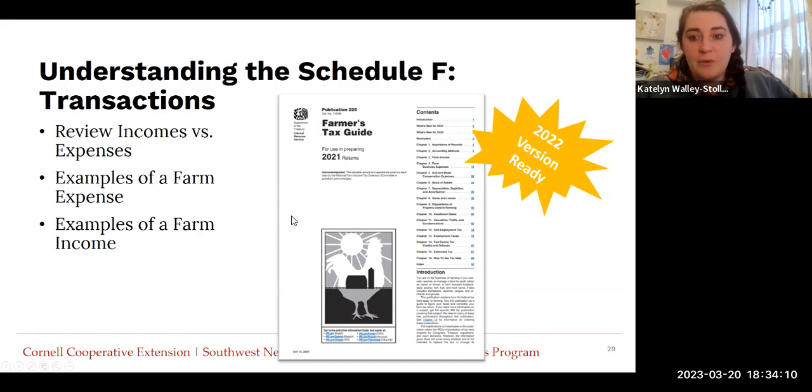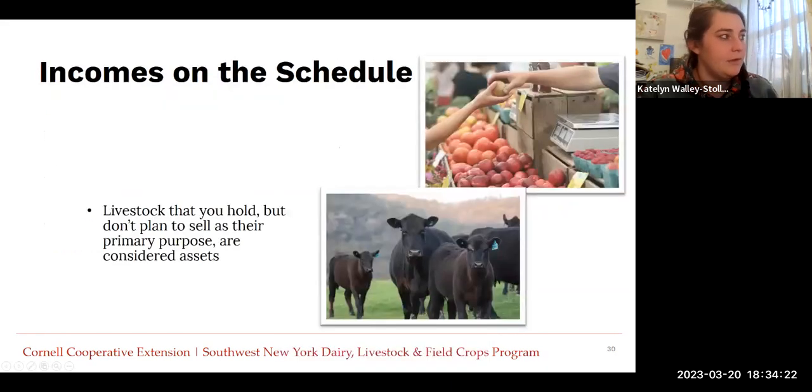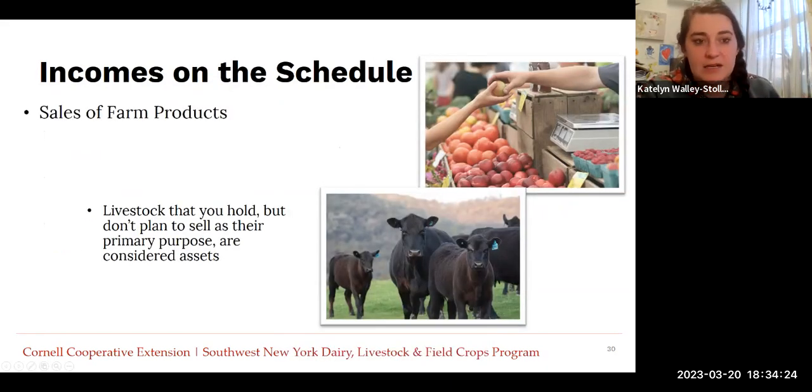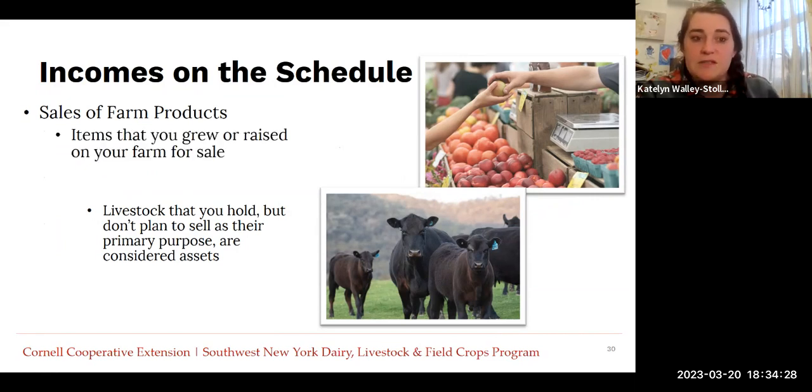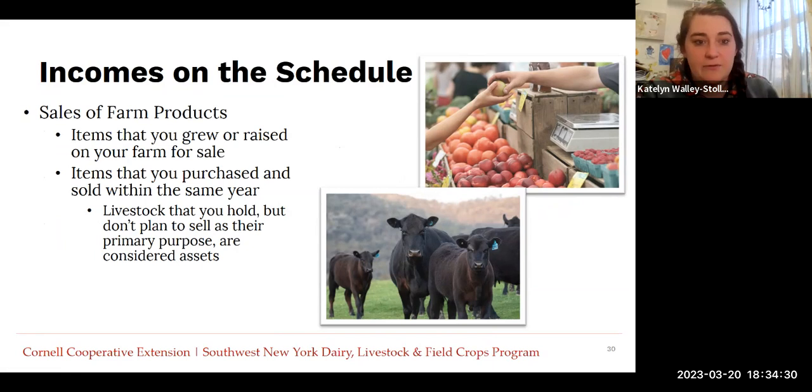So now we're going to talk a little bit about what counts as income on the Schedule F, what counts as an expense, and how to know which pieces will work for your farm. Income on the Schedule F includes sales of farm products, foods, and fiber. These are items that you grew or raised on your farm for sale, or items that you purchased and sold within the same year.